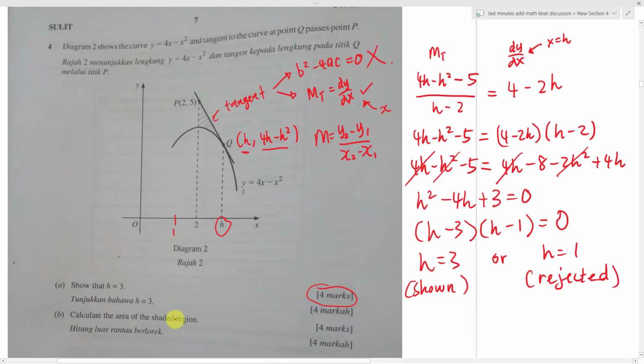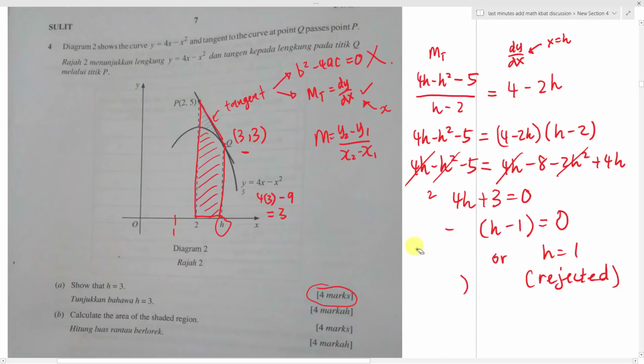Alright, then they ask us to calculate the area of the shaded region. In order to calculate the area of the shaded region, you should be able to see a trapezium. Yeah, this one is a trapezium, and then I minus the area under the curve here. Then I can find the area of the shaded region. We already have h equals 3, right? So I'm going to sub in the 3 here, because I want to know my coordinate Q, so later I can find the trapezium easily. This one is 4 times 3 minus 3 squared, which is 12 minus 9, which is 3. So my y coordinate will be 3 here. So I have this coordinate as (3, 3).